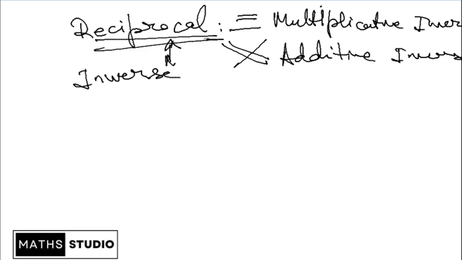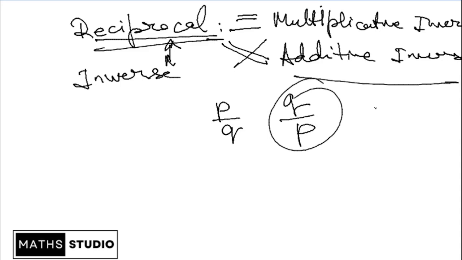Whenever they say find the reciprocal, basically they mean find the multiplicative inverse. So you will just change P by Q to Q by P. And additive inverse is just putting a minus sign. So that was about 0 and 1, how they are special.